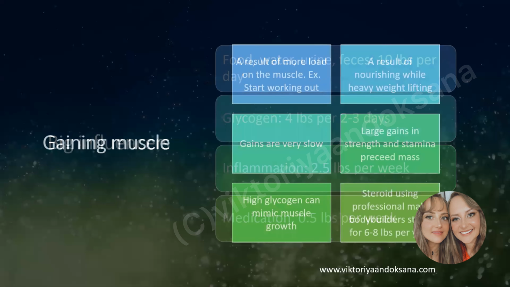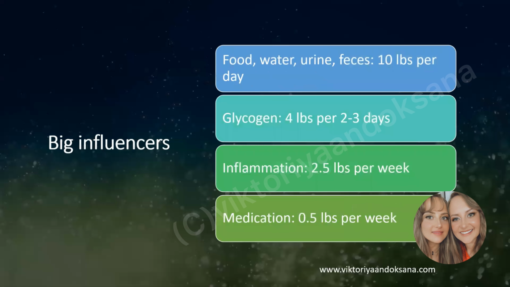I forgot to switch the slide. This is what I just talked about. Food, water, urine, feces can affect 10 pounds in body weight. Glycogen can also change your body weight: if you're active and not eating as much, you're not replacing your glycogen. That can also affect your weight by 4 pounds. And inflammation, 2.5 pounds per week. You can see 2.5 pounds per week, 4 pounds per 2 to 3 days, 10 pounds per day. You can change your weight by 15 pounds in just a few weeks if all of these things are changing.